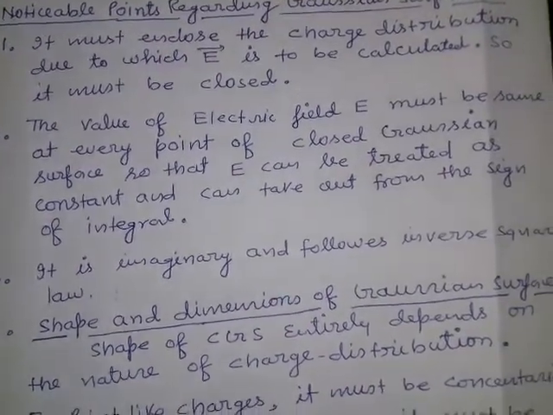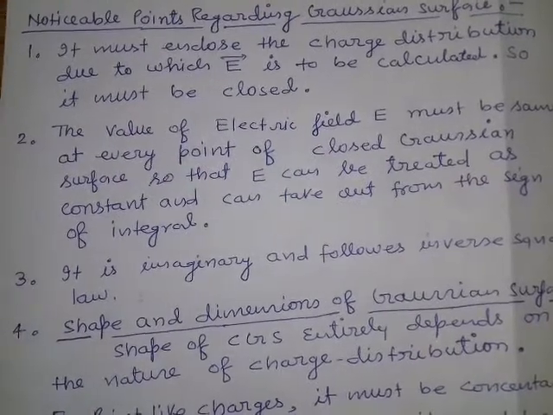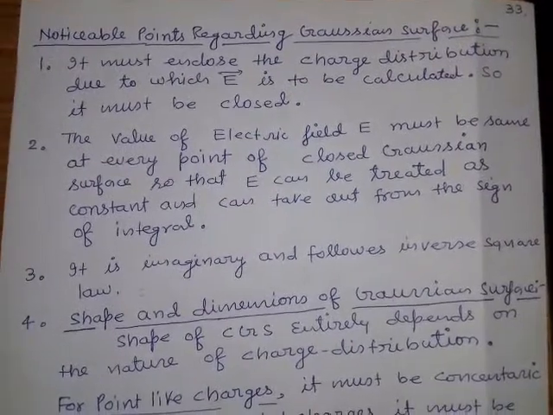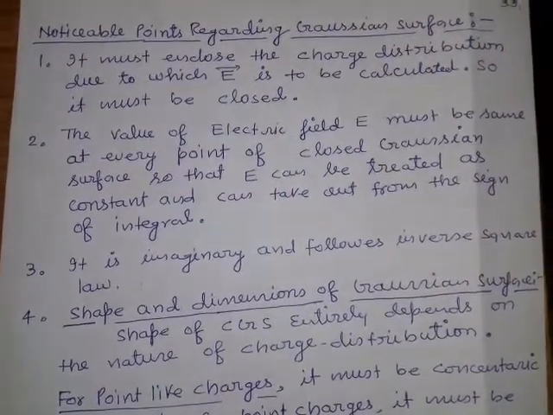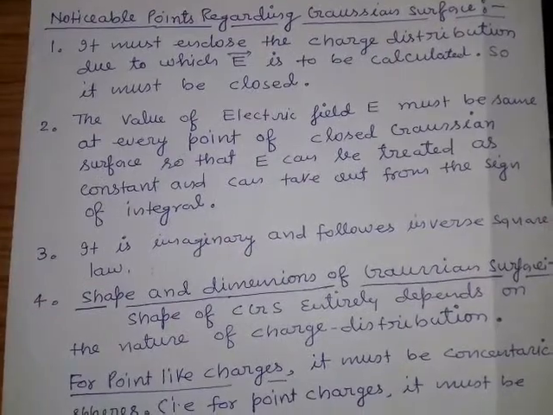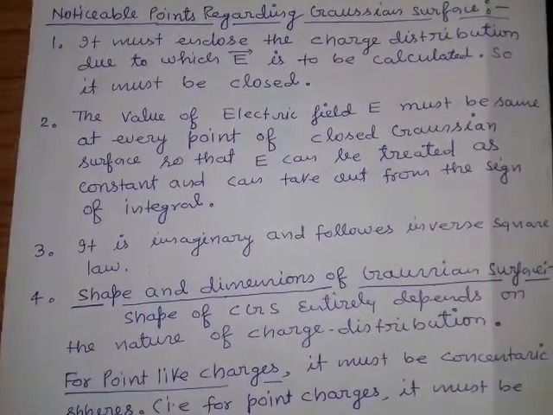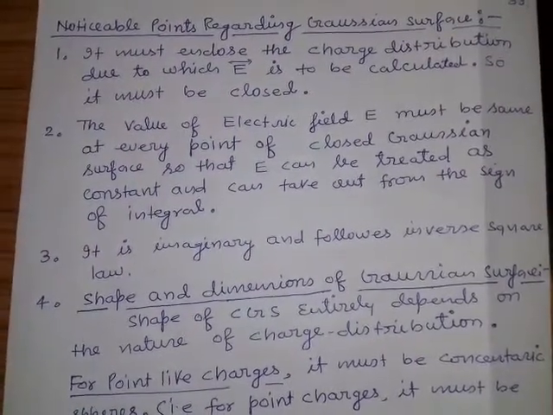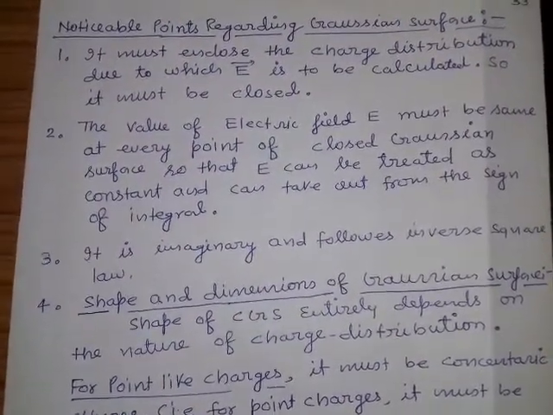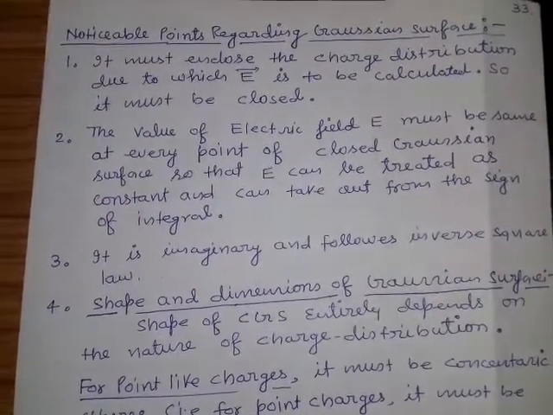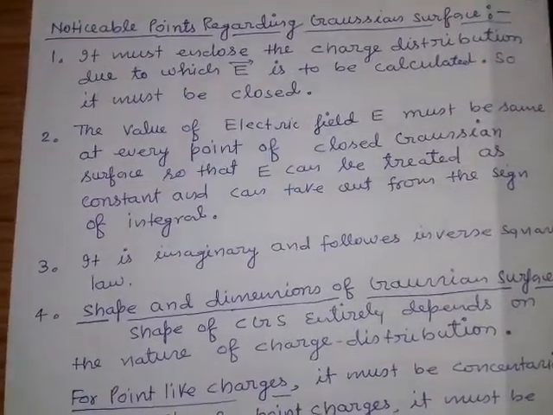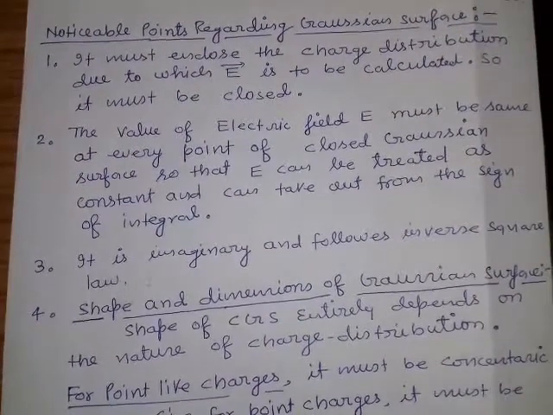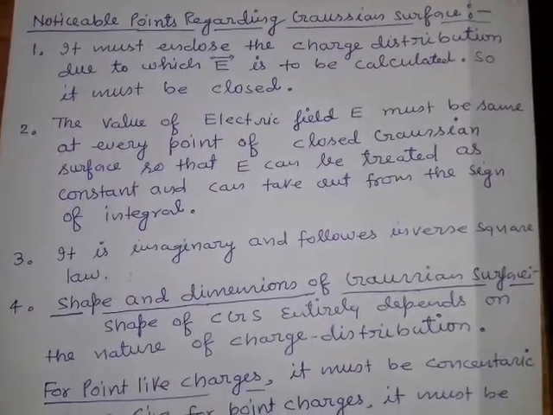Second property is the value of electric field E must be same at every point of closed Gaussian surface so that E can be treated as a constant and can be taken out from the sign of integral. This is an extremely important property. Gaussian surface must be closed and the value of electric field intensity must be same throughout the Gaussian surface. It means at every point of the Gaussian surface.